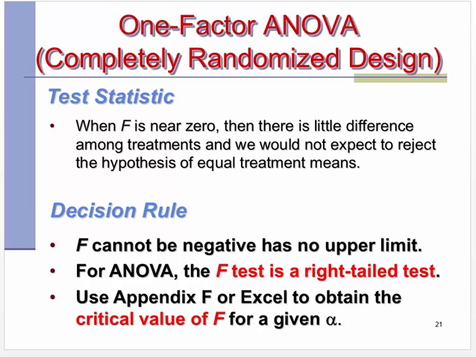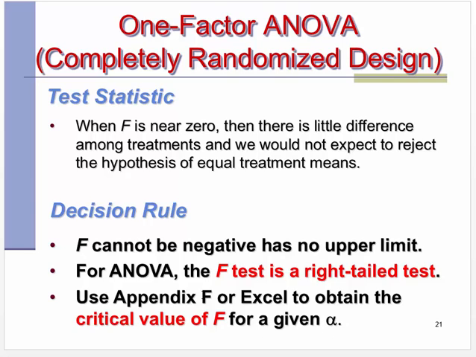Okay. Then when F is near 0, there's little difference among treatments, and we will not expect to reject the hypothesis of equal treatment means. So how do we make a decision in the F-test, ANOVA? F cannot be negative and has no upper limit. Right? For ANOVA, the F-test is a right tail test. Tail is to the right. And we can use appendix F or Excel to obtain the critical value of F for given alpha.